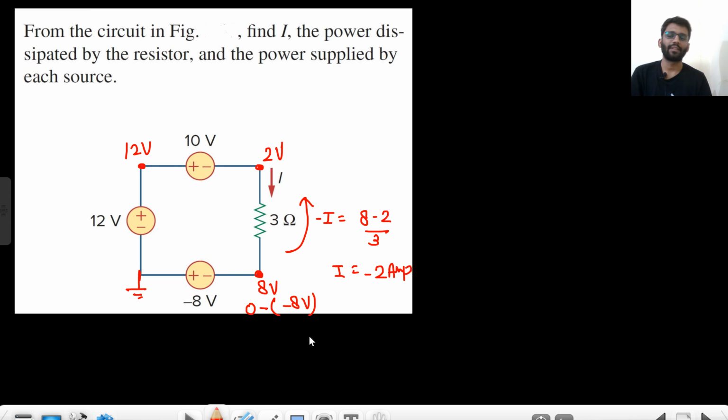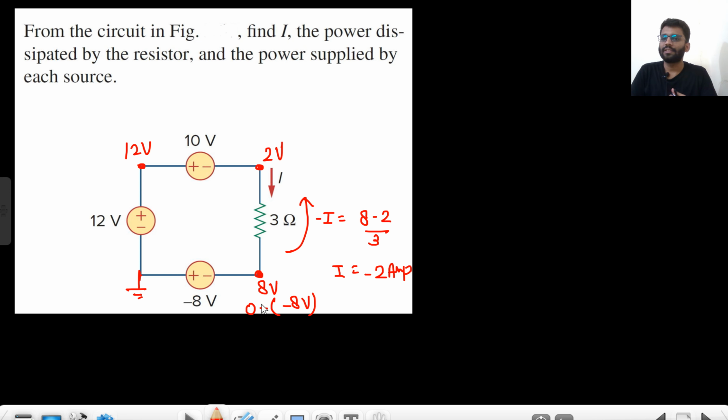Right? Did you understand it? I just started from here. 0, this is 12 volt, this is 2 volt. From here, 0, this is 8 volt. So this resistance is between 8 volt and 2 volt. So current will flow from low to high, but the direction is given like this. So if we are writing in this manner, we have to write in negative direction. So I would be 8 minus 2, 6 by 2, minus 2 ampere.